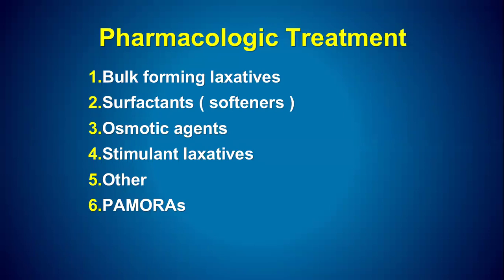So you need to either soften them using a surfactant so that it does not cause injury to the mucosal wall, or you put in fluid inside to make it soft. So you can either do surfactants, which are softeners, or osmotic agents, which pull water into the gut lumen and help you pass the stools. Stimulant laxatives are basically to stimulate your peristaltic movements, and others like Pamoras, which are basically your peripheral antagonists of mu receptors. So these are basically preferred for opioid-induced constipation.